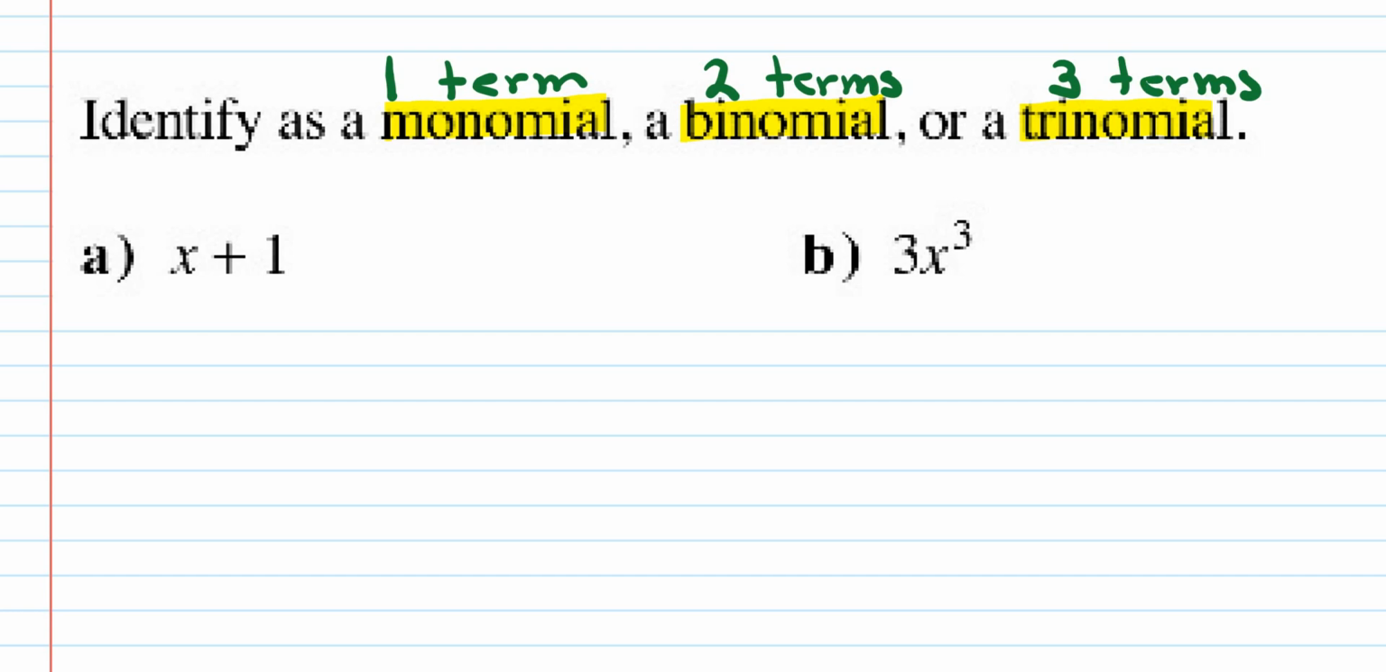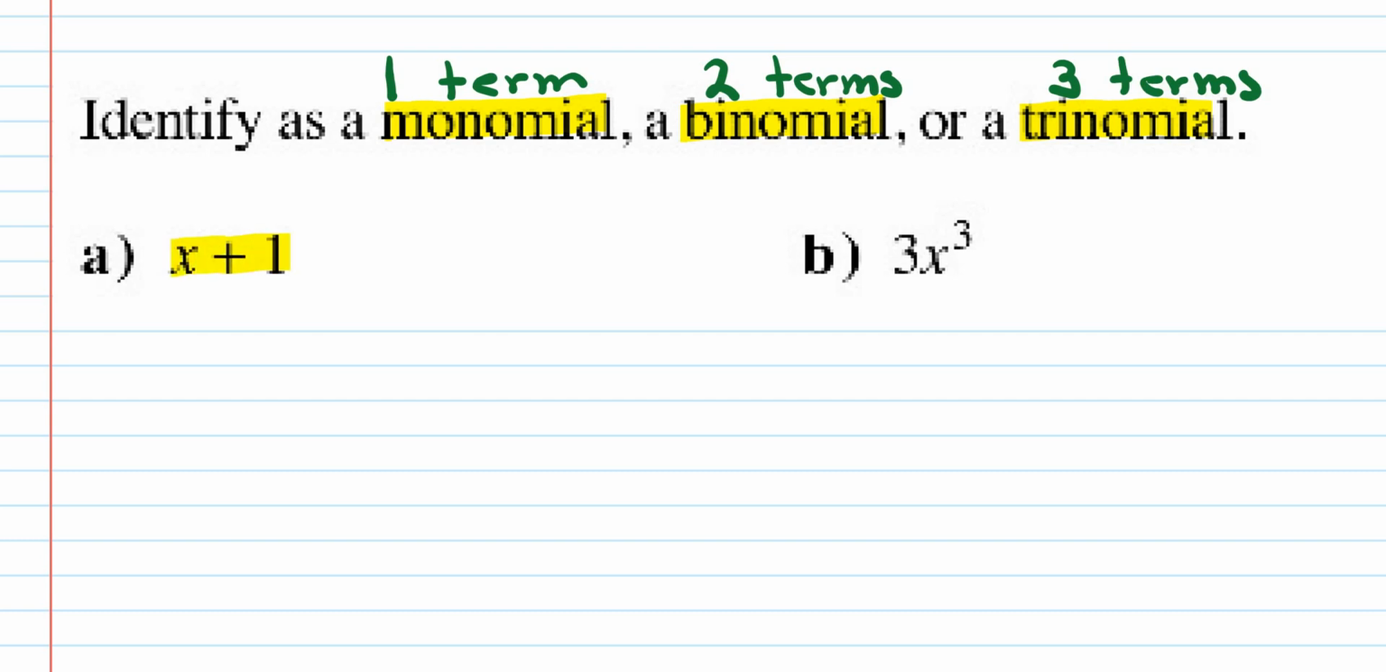Let's take a look at some of the homework problems from the polynomial operations lesson. And for the very first problem, we need to identify each expression as a monomial, binomial, or a trinomial. So a monomial has one term, a binomial is a polynomial with two terms, and a trinomial is a polynomial with three terms. Now for the very first question, A, I have x plus 1.